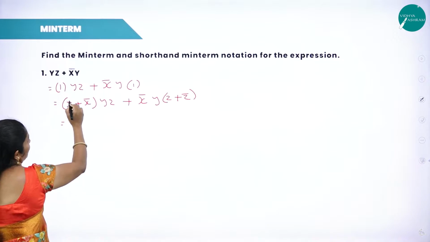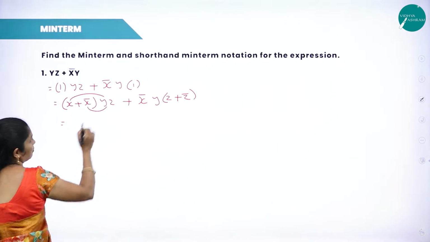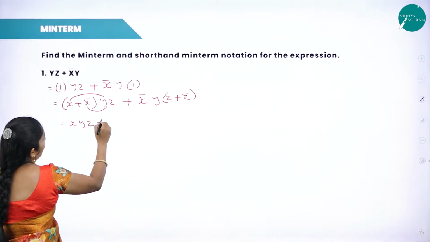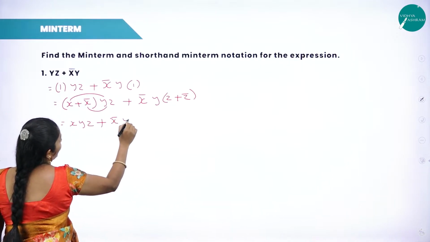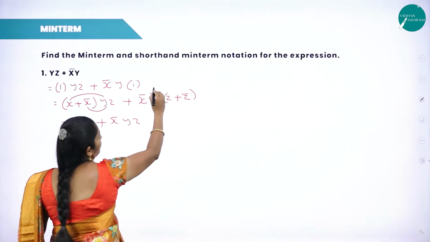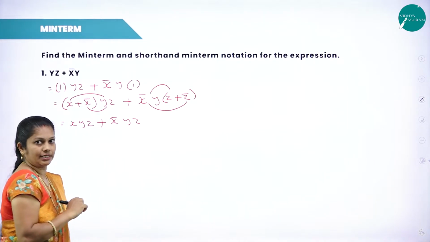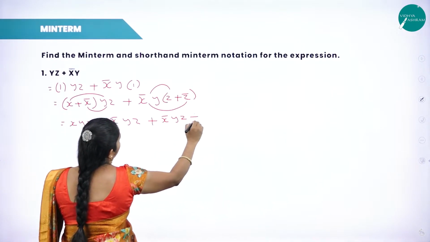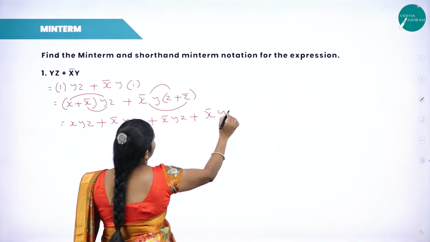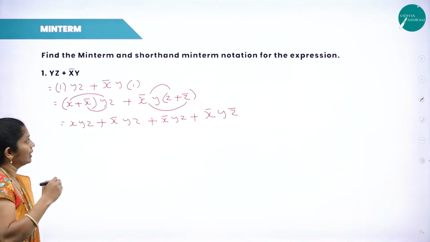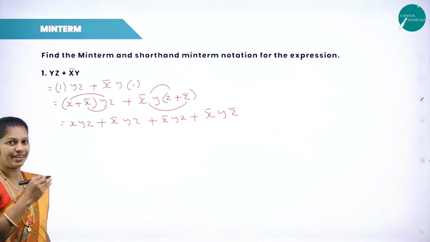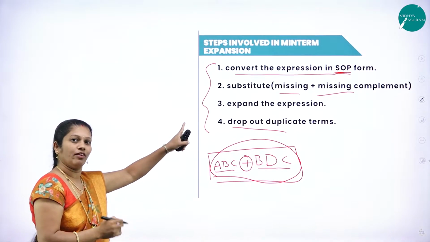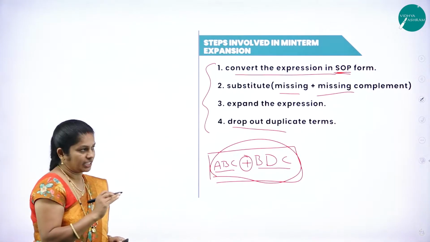Once again, expand this. First, I multiply with this one, and then the next one I multiply by this one. Then what is the result? x y z plus x bar y z. Next, in the same way, multiply one time with this part and another time with the other part, that plus x bar y z plus x bar y z bar. That is, we have done the third step also. We expanded the expression, with the missing variable plus the missing variable complement, and we are done.